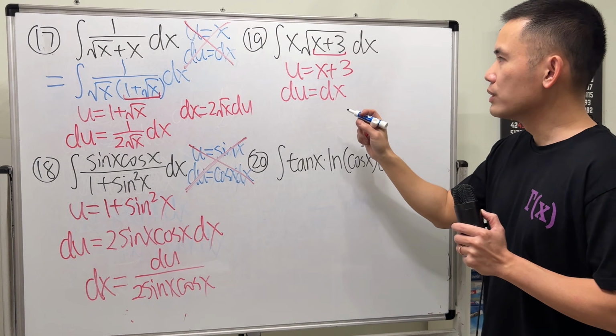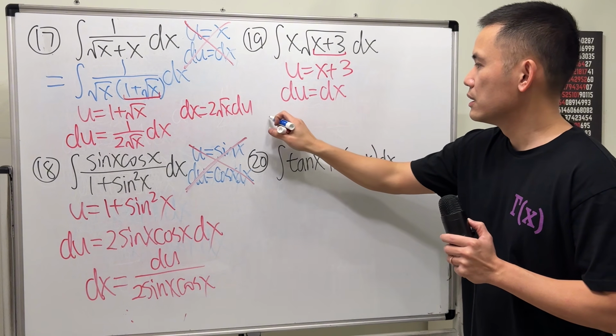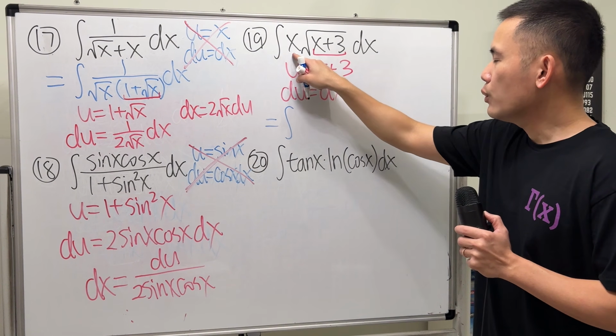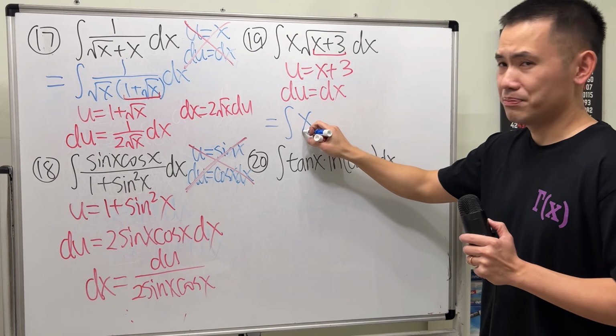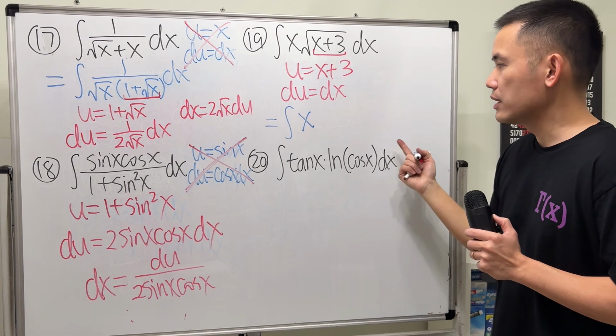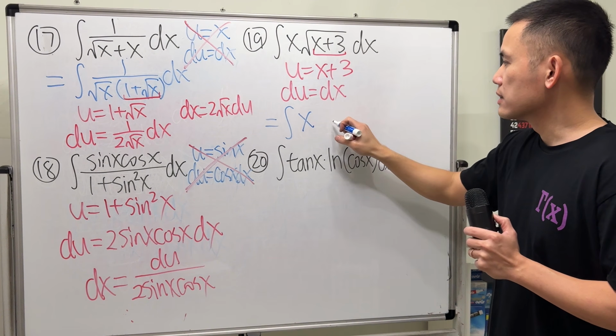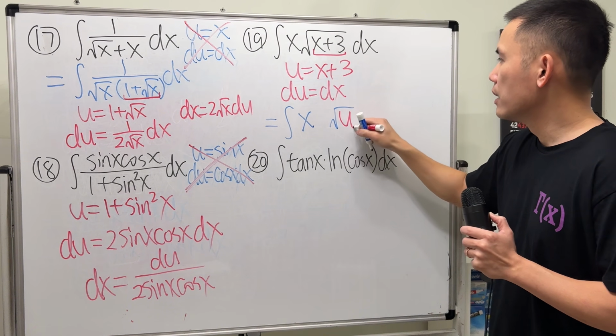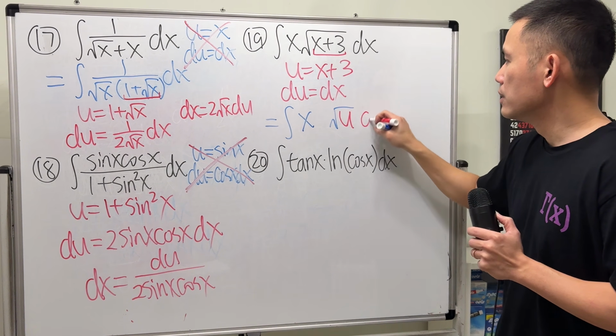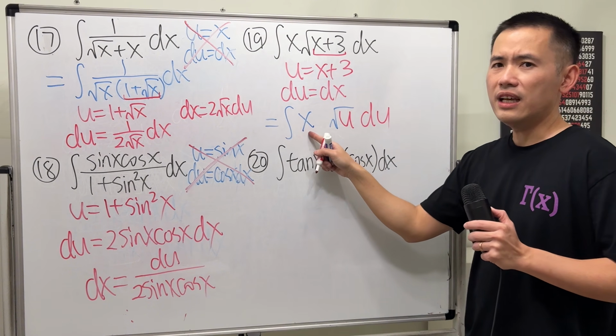But the beauty of doing this right here is that you will see, I know we still have the x right here. That's bad, because x is not allowed in the u world. The rest is square root of u. dx is the same as du. So what do we do with this x?